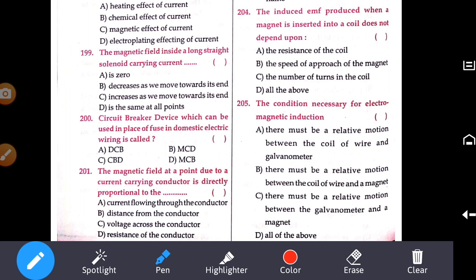The condition necessary for electromagnetic induction. Just now we have seen there should be a relative motion between the magnet and the coil. If they have given galvanometer and the magnet, that is wrong. Coil and the galvanometer, that is wrong. There should be a relative motion between the coil and the magnet. That will be our answer. Option number B is our answer.